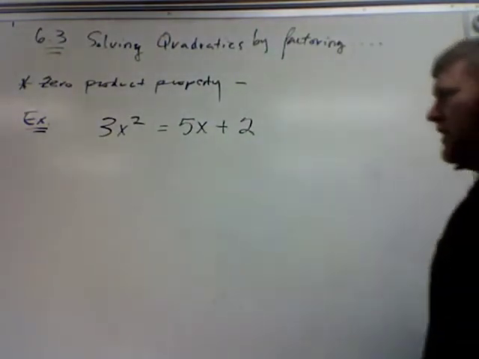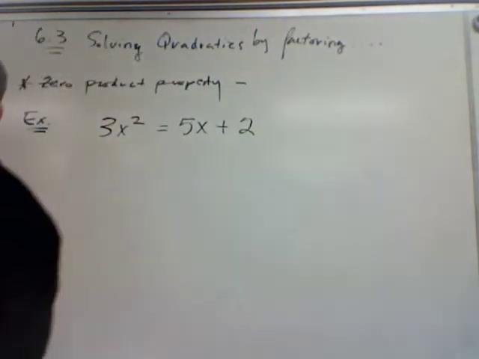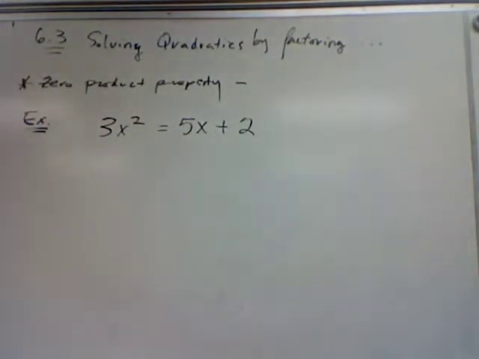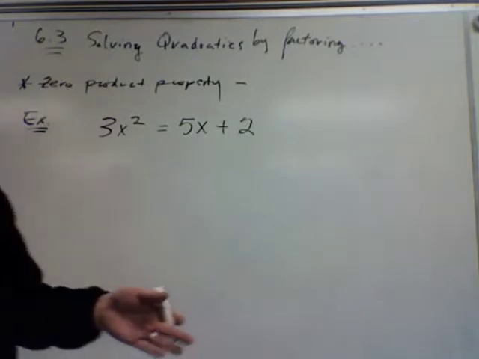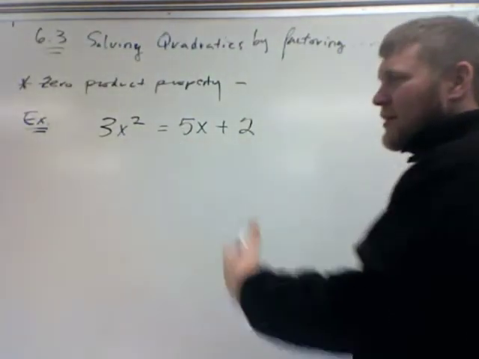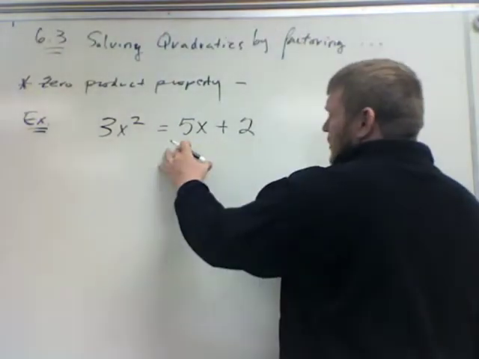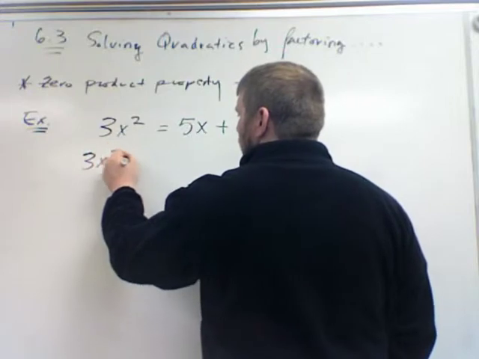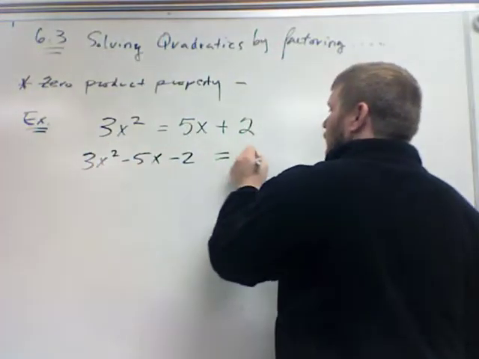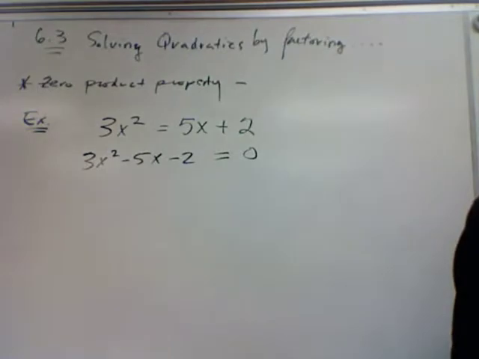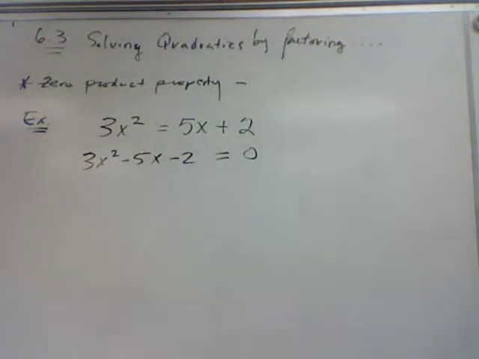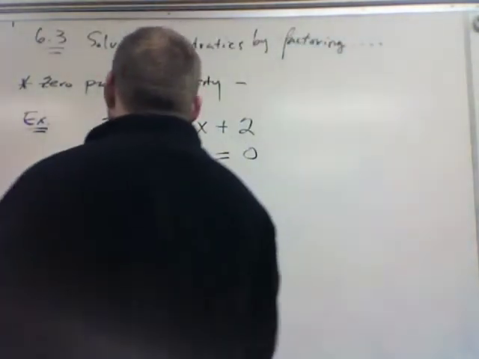All right, similar instructions, similar goal here. I want to solve this by factoring. Let's see if we can do that. First goal would be to take the equation and set it equal to 0, or get 0 to one side. So I'm going to subtract both these terms to the left. Notice I just get 0 to the right. Now, my idea then is to factor the left side.